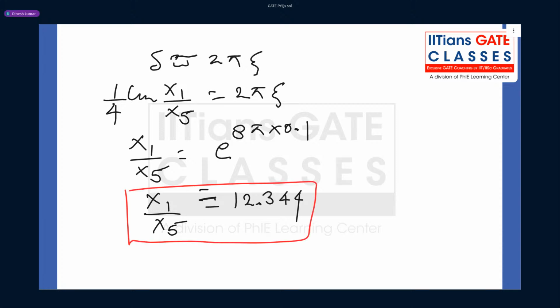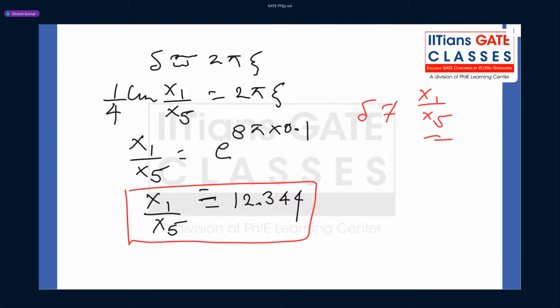Now guys, many people make mistakes in the exam. When amplitude ratio is asked, what do they just find? They just find delta, which is not correct. Delta is not equal to x1 by x5. So you have to find it correctly. So 12.344 is the answer. So this question was again an easier question. Let's move to the next question.